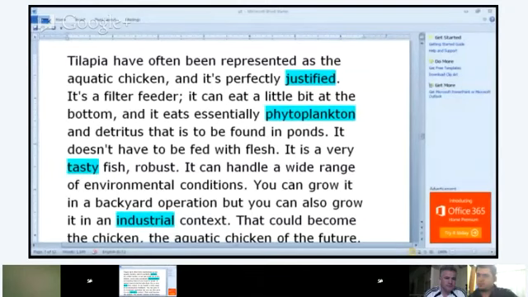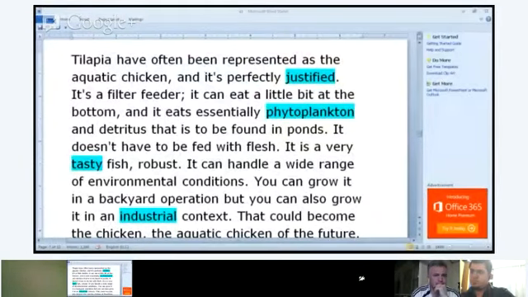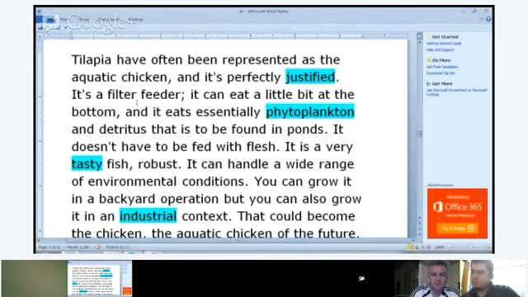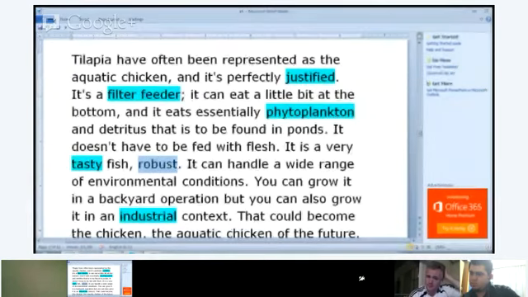Okay, an ideal type of fish to grow. And so what other positive things did he say about tilapia? It cleans up water. Yes, because it's a filter feeder. Good. So it filters plankton, little bits of algae or plankton from the water. It's robust. Yes, it's robust, which means strong, healthy, resistant to diseases.